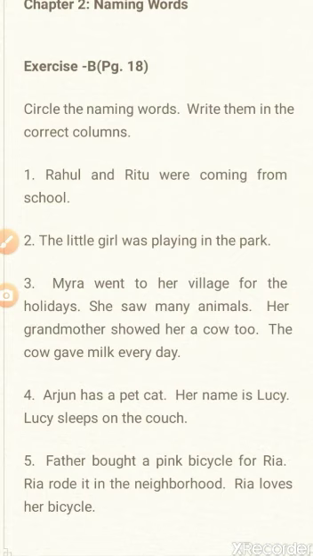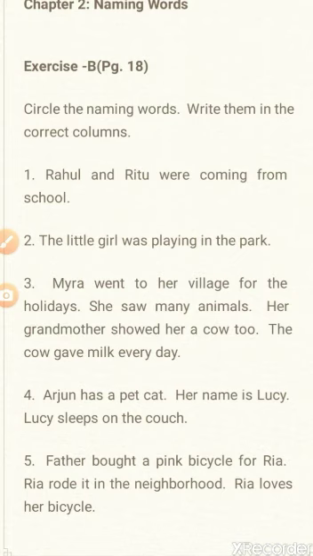Arjun has a pet cat. Her name is Lucy. Lucy sleeps on the couch. There are 3 sentences in this question. So let's look at the first sentence. Arjun, is it a name of a person, place, animal or thing?